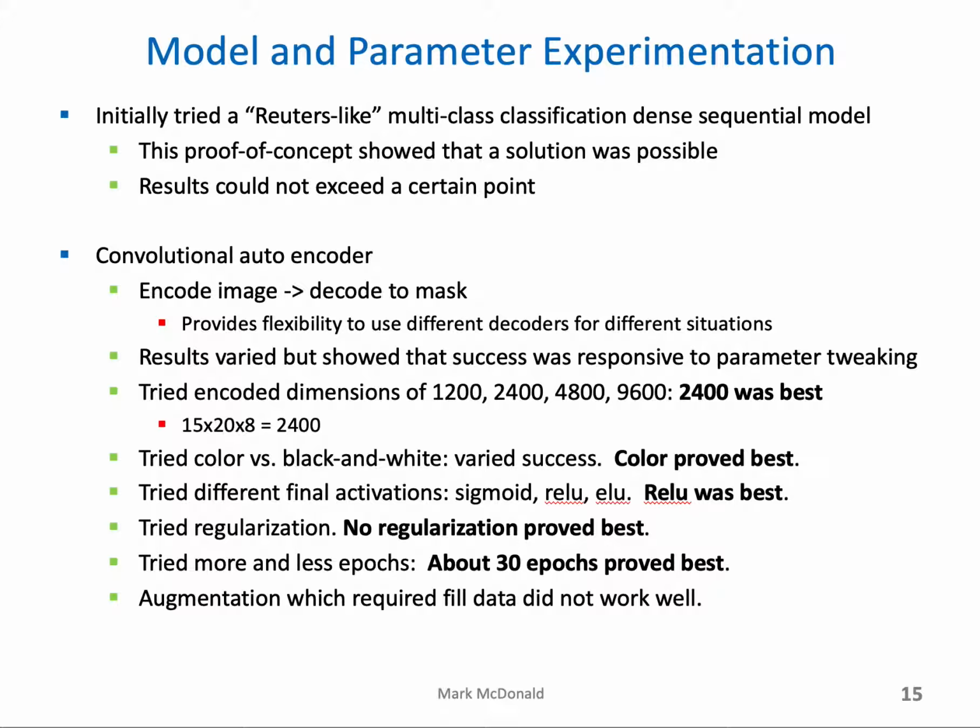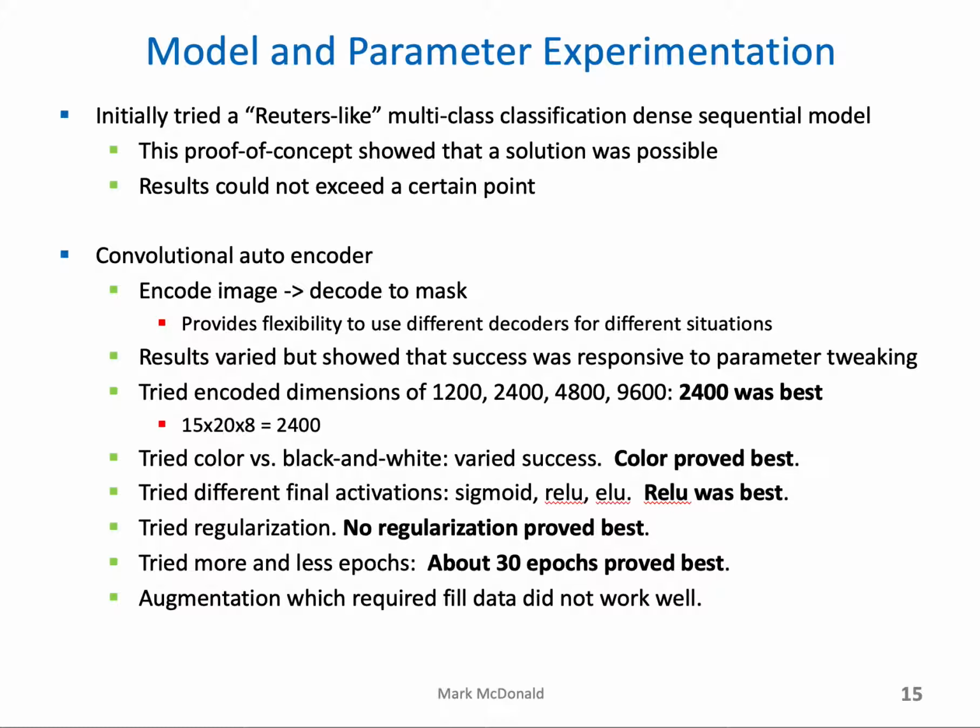I went through various different parameter configurations. I first tried a Reuters-like approach where we had a multi-class classification. My idea was that I would make masks 30 by 40 images, 1200 elements. Each one would be considered a class, and we would use the Reuters-like process to determine if those pixels should be classified or not. It kind of worked, but it could only get good to a certain point. There's nothing I could do to make it better after the first basic setup.